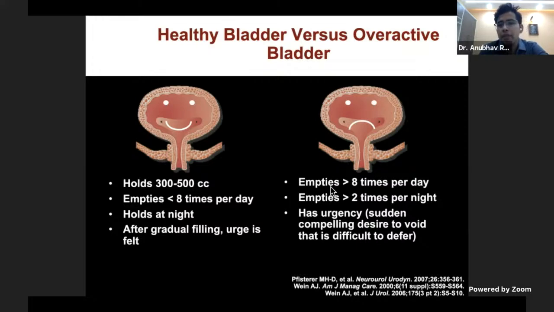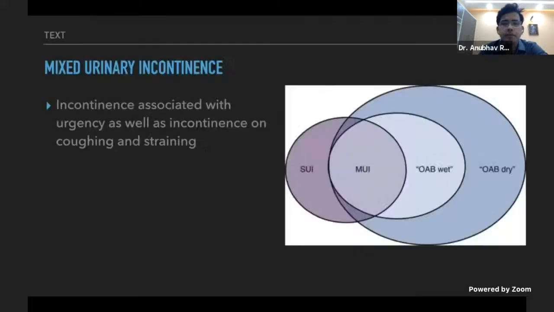It basically empties more than 8 times per day, that is, the patient is having frequency. More than 2 times per night, that is, the patient is having nocturia. And it should have a symptom which is the sine qua non, that is urgency, which is a sudden compelling desire to void, and that is difficult to defer. So this is the basic difference between a healthy bladder versus an overactive bladder.